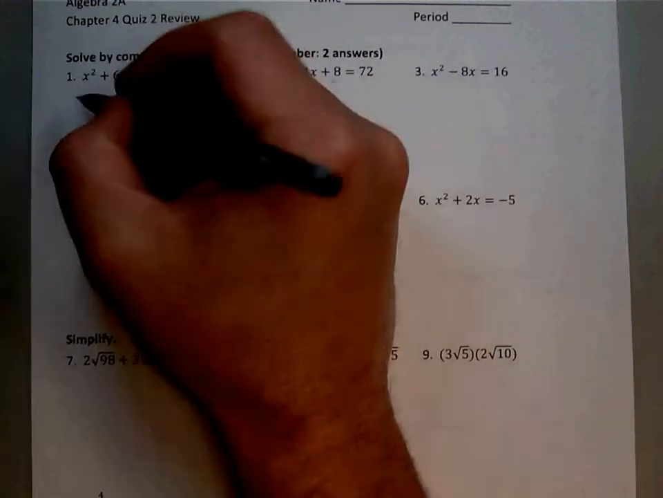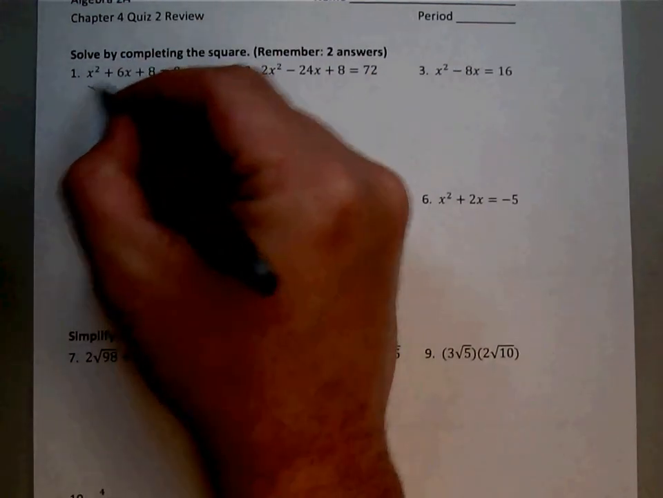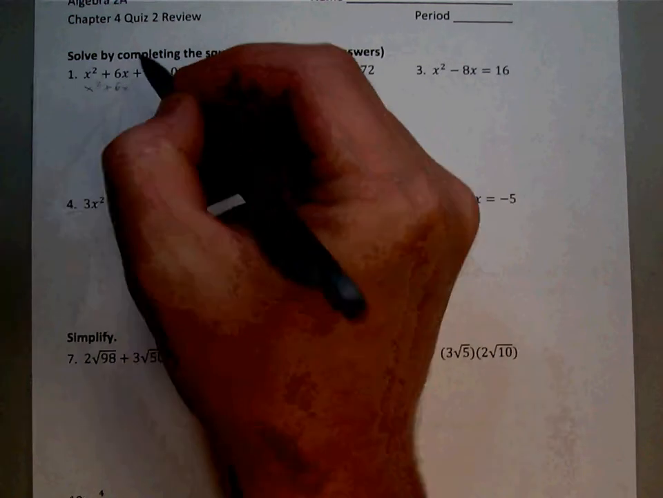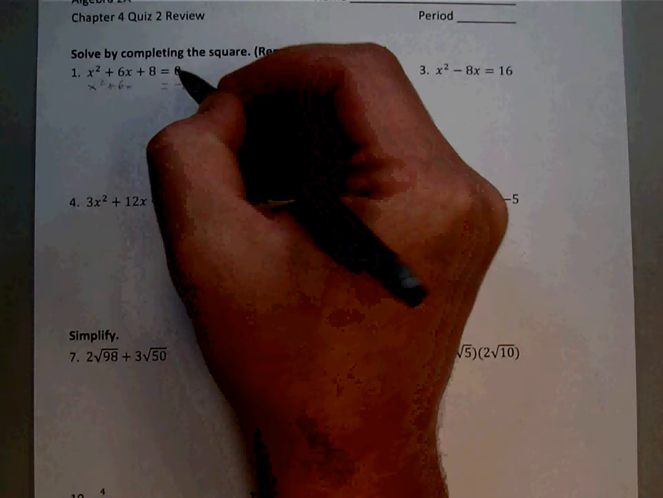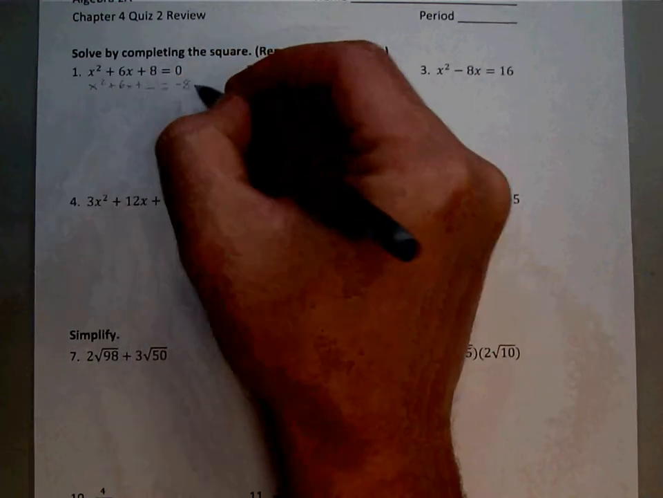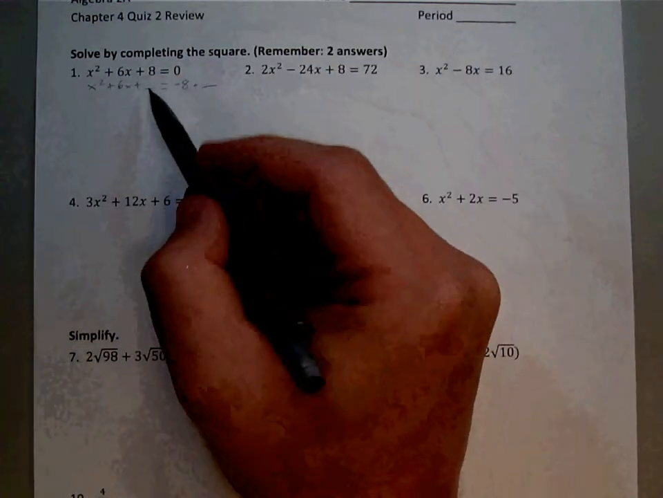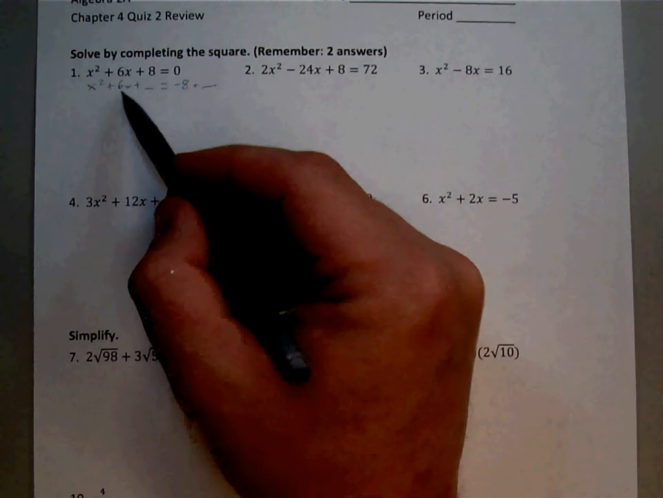Okay, number one, we've got to complete this square. So we're going to move the 8 to the other side. So we have to subtract it away, so it'll be a negative 8. Leaving space for the c value that we want, we have to cut 6 in half.